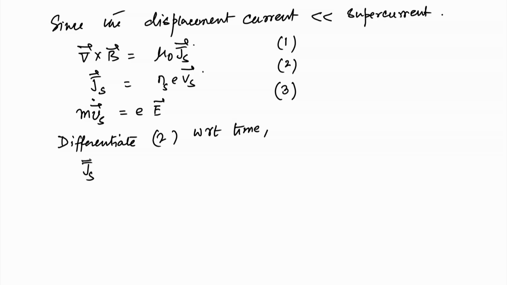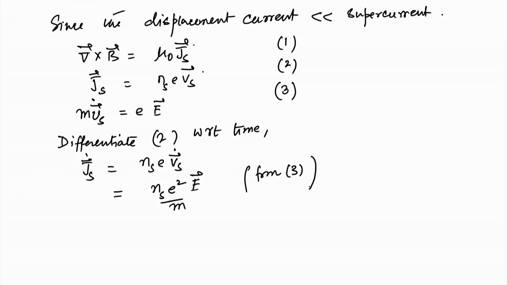So, J_s dot equal to N_s e V_s dot, and I can replace V_s dot from equation 3. So, N_s e square over m from 3. So, that is the equation for J_s dot, which is equal to dJ_s/dt. This is how the supercurrent varies with time.